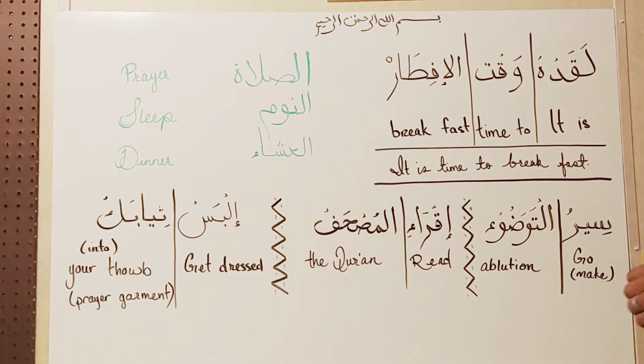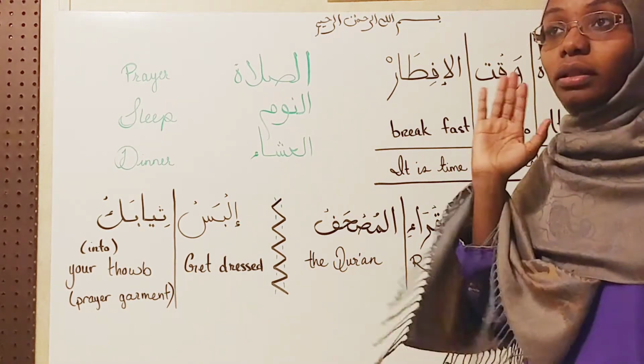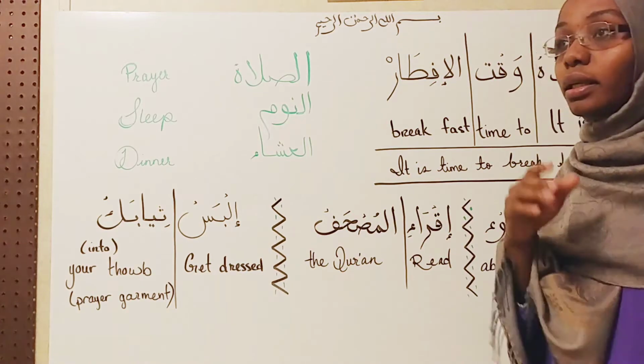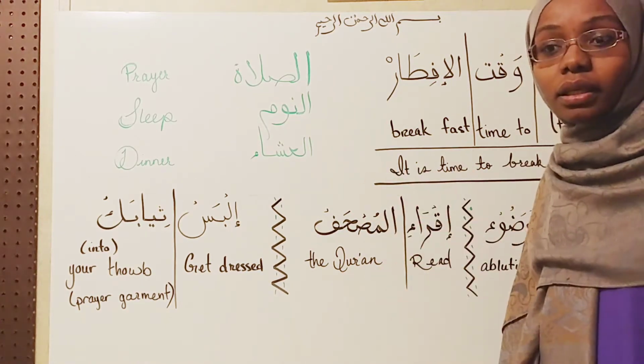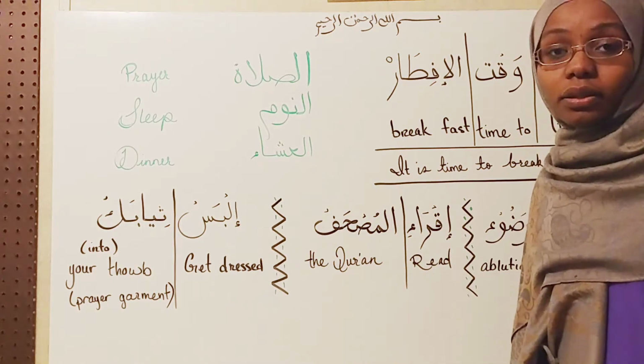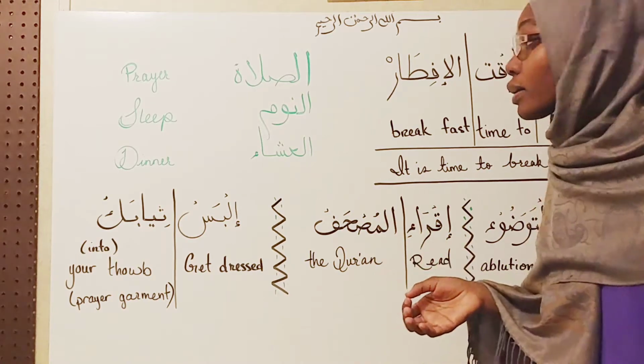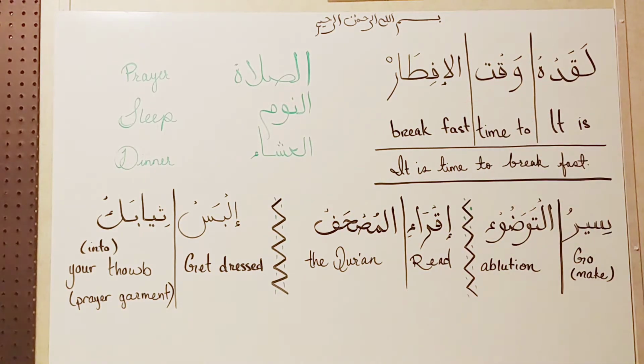For example, if you're calling your children and you call, let's say, Abdullah, Abdurrahman, and they answer you نعم يا أمي or نعم يا أبي, you would say لقد هو وقت الفطار. It is time to break fast. It's time to break fast.